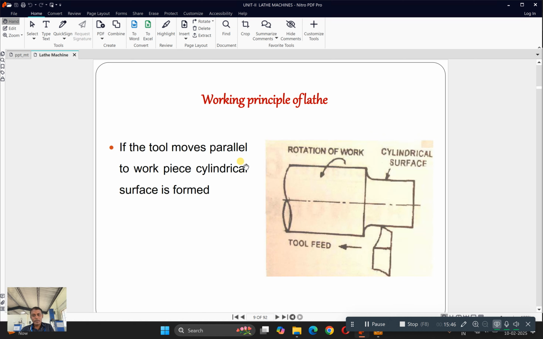And if the tool moves parallel to the workpiece, cylindrical surfaces form. You can see, initially the diameter of this workpiece is, let us take, capital D. I need to convert this capital D to small d. So I am giving some depth of cut. This particular height which is available here is called the depth of cut.